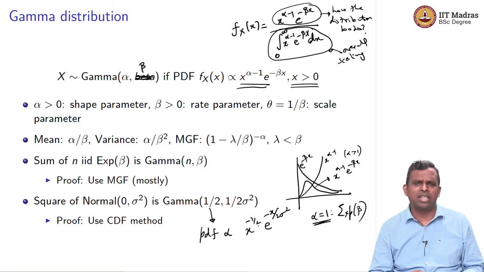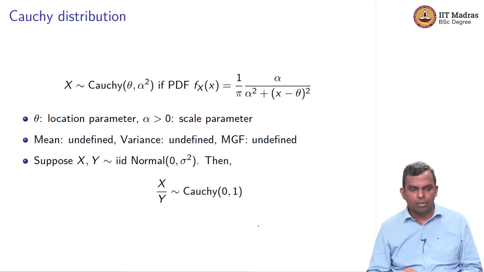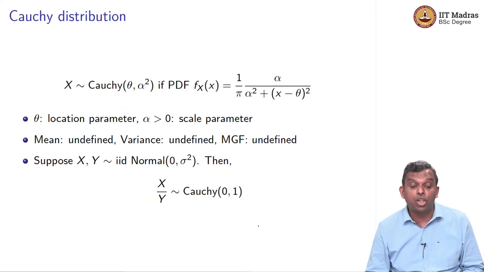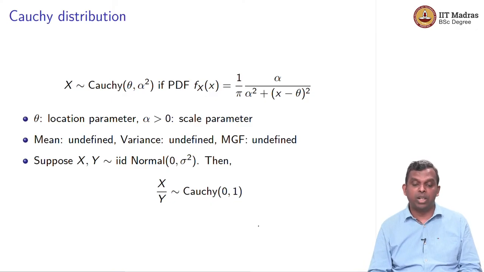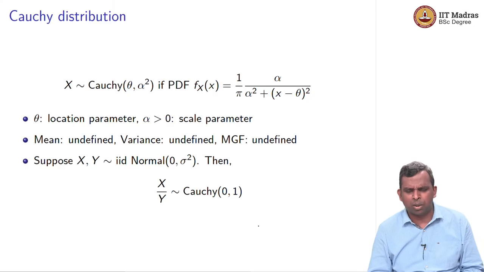So that is all I wanted to say about the gamma distribution. It will occur quite often in statistics, and it is useful to know. The next is something called the Cauchy distribution. It is a very interesting and unique sort of distribution that occurs in probability theory. Once again, it has two parameters, a location parameter theta, which could be positive or negative, and a scale parameter alpha, which needs to be positive. And usually alpha squared is what people write, but alpha is also involved there.